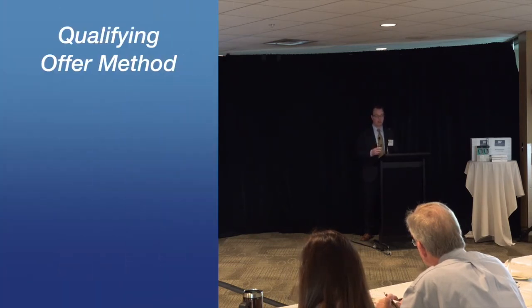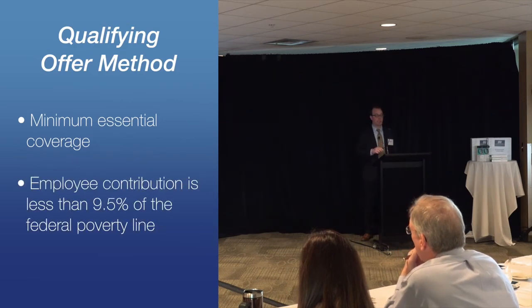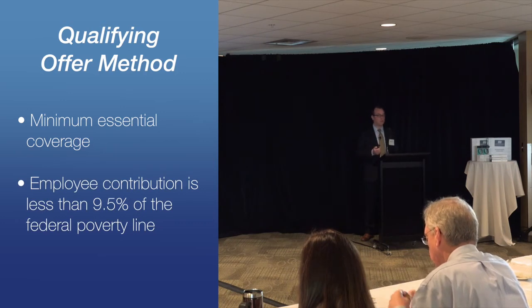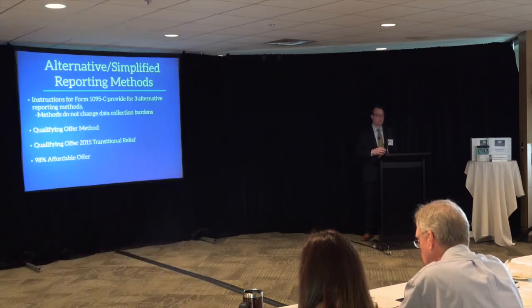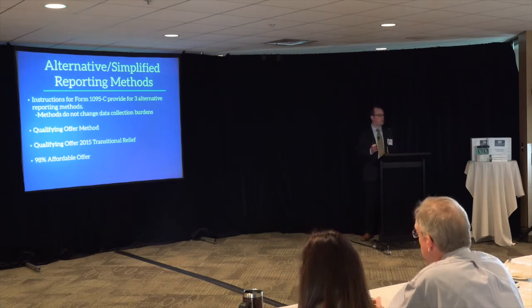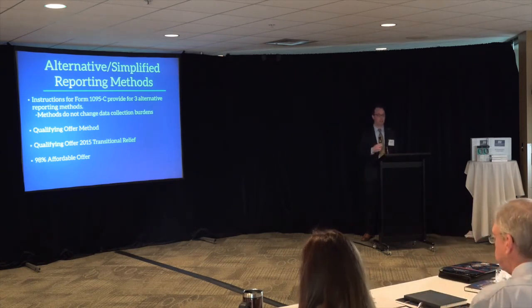And a qualifying offer is an offer of minimum essential coverage where the employee contribution is less than 9.5% of the federal poverty line for single-only coverage, and it includes an offer of minimum essential coverage to dependents. So if you are able to qualify, which many are not for that, you'll enter an indicator code instead of the employee share of the low-cost single-only coverage, and you'll provide each employee who receives a qualifying offer with a separate document instead of a 1095-C.